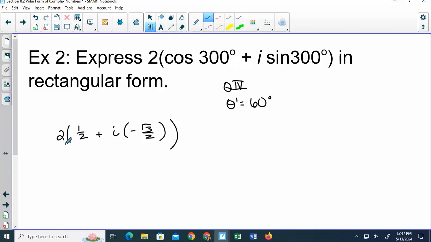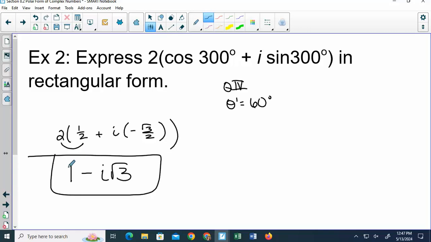Alright. So if we distribute, 2 times a half is 1. Negative radical 3 over 2 times i times 2 would be negative i radical 3. That's my rectangular form. So if you have polar and you want rectangular, all you have to do is evaluate your sine and cosine. So does that 2, where is that 2 going? Is it going on the fraction or the i, or does it matter? So this is like 2 times 1/2 minus i radical 3 over 2. Okay. So then you take it to both terms. Other questions?